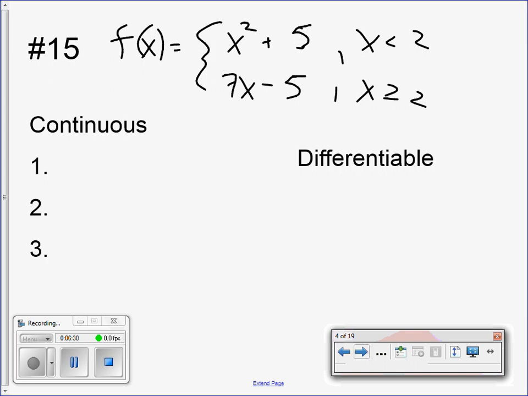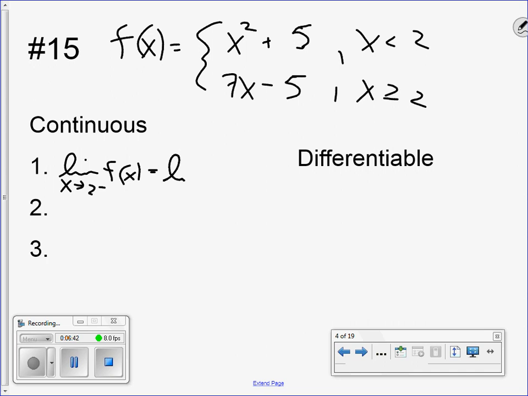Okay. So the limit has to exist, has to be approaching the same y value. So the first thing we have to make sure is that the limit as x approaches 2 from the left has to equal the limit as x approaches 2 from the right. So we got to check that first. We got to make sure for it to be continuous at 2, you have to be able to draw it there without lifting your pen off the paper. So the y's have to be approaching the same value.